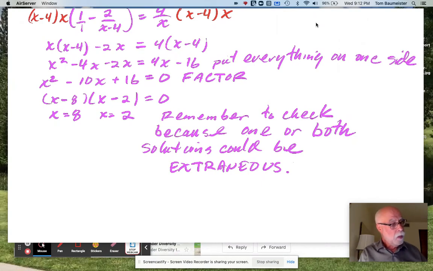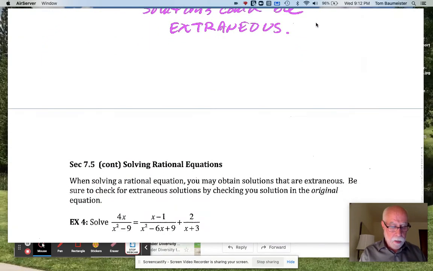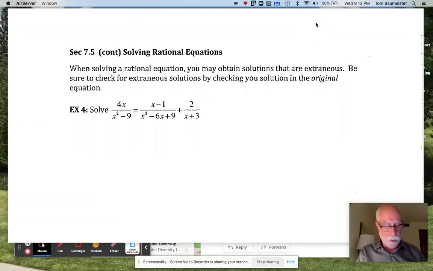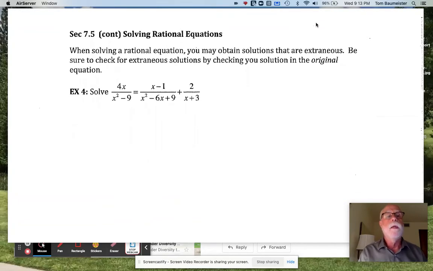All right. So let's see, we're getting done here. So I have continued. I did it all in one day this time. So when solving a rational equation, you may obtain solutions that are extraneous. Be sure to check for extraneous solutions by checking your solution in the original equation. So let's go ahead and do this one too.